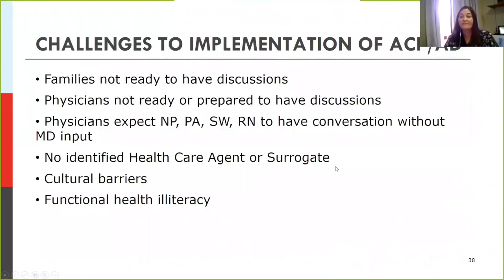Maybe there's no identified healthcare agent or surrogate, so it's hard for us to figure out who the proper person is to talk with, especially if we have a patient who's incapacitated. Perhaps there are cultural barriers or functional health illiteracy that prevent us from having conversations about wishes.